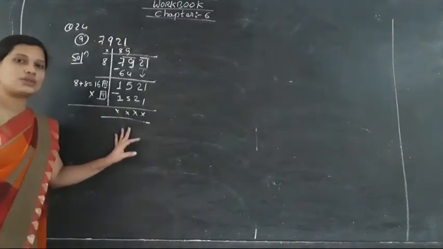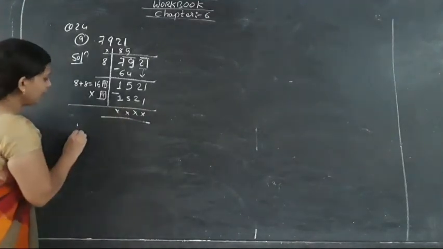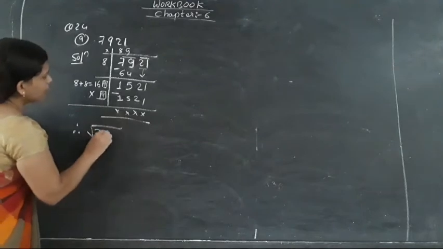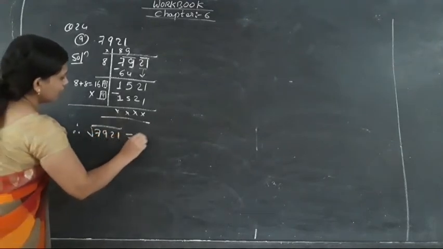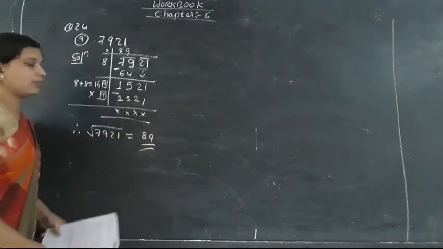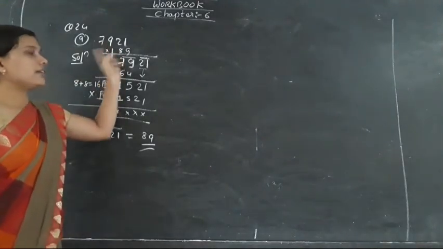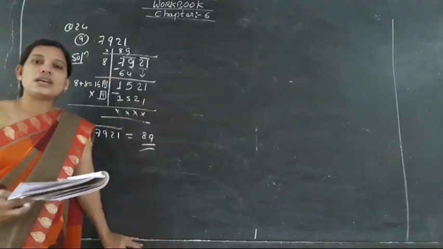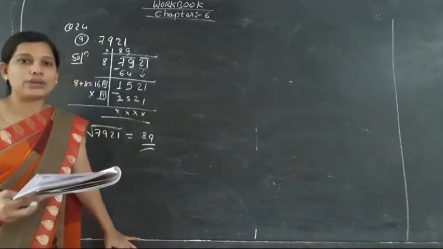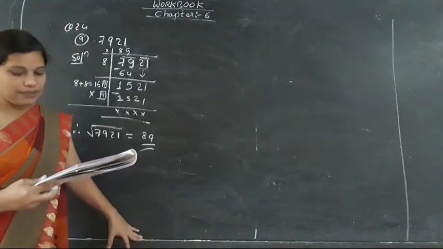So this is the solution. Therefore we can say that the square root of 7921 is 89. When you multiply 89 into 89, the answer will come as 7921. That means the value of the square root of 7921 is 89.